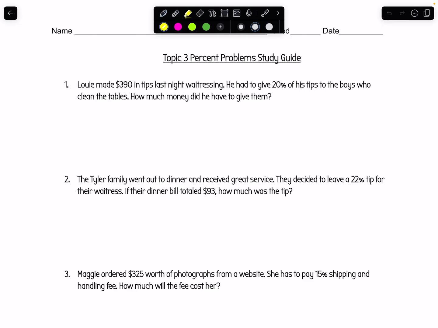So Louis made $390 in tips last night waitressing. He had to give 20% to the boys who cleaned the table. Now the question is, how much money did he have to give them? So with that being the question, I only need to find 20%. I do not need to add anything or subtract anything. I just need to calculate 20%.